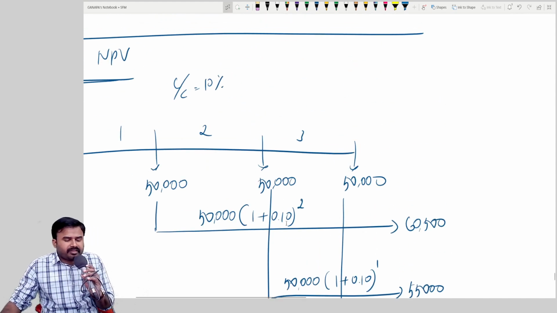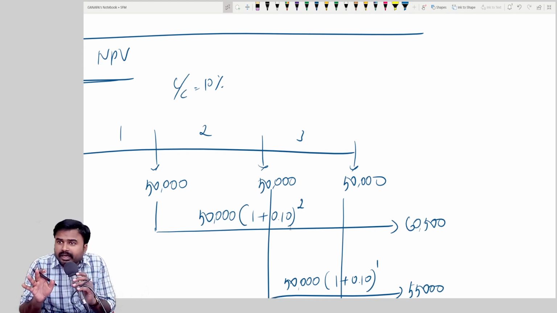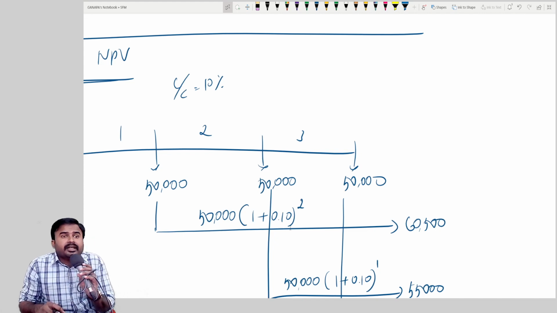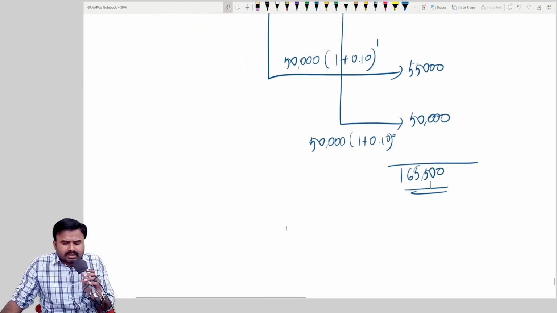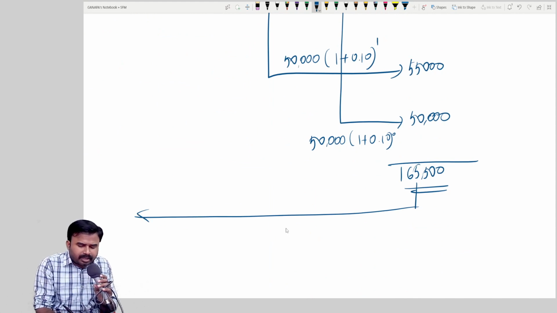Actually, my first job is to convert all the year's inflows into terminal year by using cost of capital as a reinvestment rate. See, I'm just talking about NPV only now, okay? Not modified NPV. This is the process of calculating NPV. Yes. Now you got terminal value. Discount this terminal value at cost of capital again.